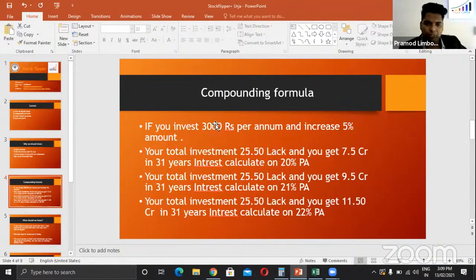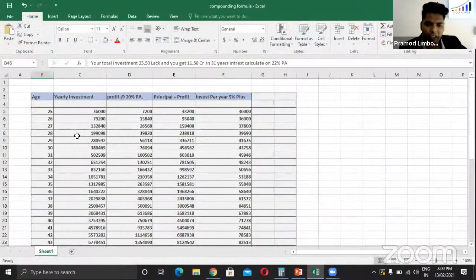So let's go directly towards my compounding formula. I am guessing that all of you are around 25, right? The 20 to 25 age group. This is a very golden age group for you traders, because if you start investing now, then let's see what your return will be after so many years.